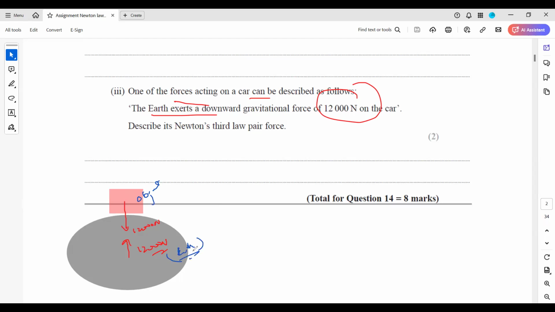So how are Newton pair forces different? They act on two different objects. Describe the third law pair force. What is the third law pair force? It is the force of gravity, 12,000 Newton, acting on the earth. So the pair force of the weight is always the gravitational force on the earth. Is this example clear? Any doubt in this?